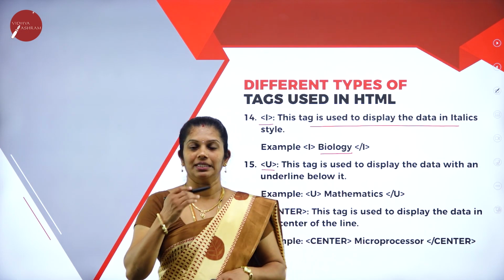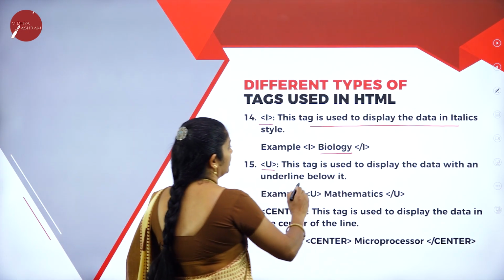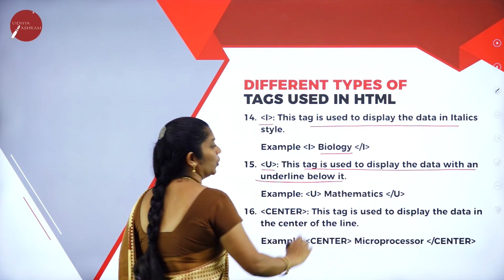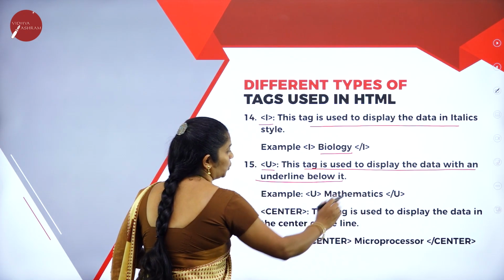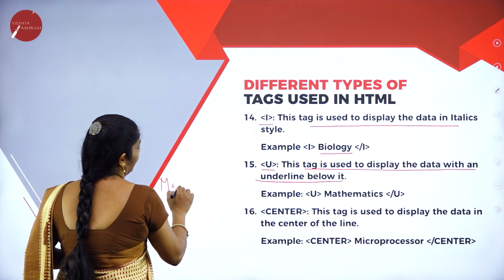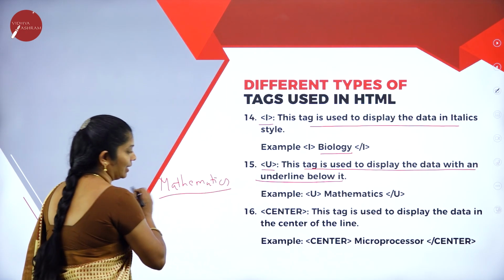When you want to display the data with an underline, then we are using this U tag. This tag is used to display the data with an underline below it. For example, mathematics, I want to display with U tag if I am going to write. Then what it will display? It will display mathematics with an underline. That's all.